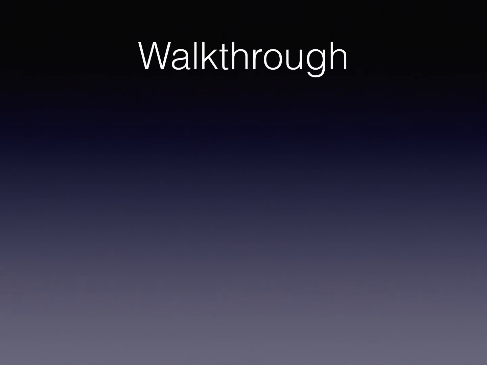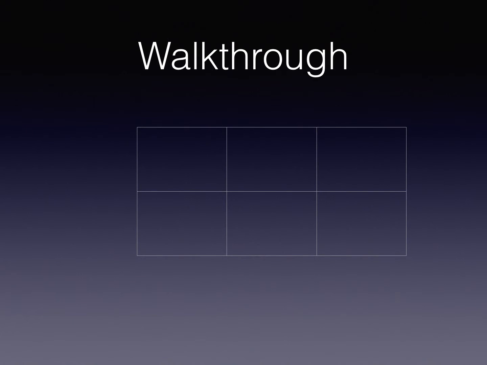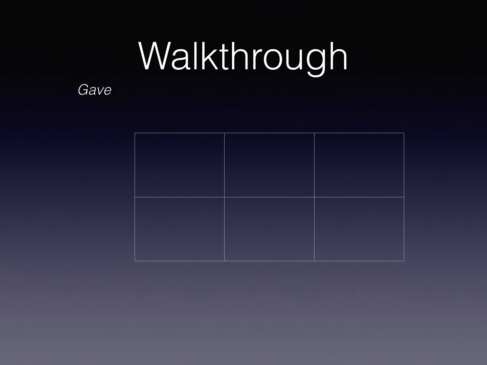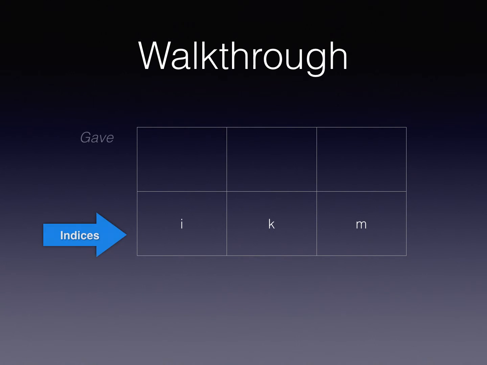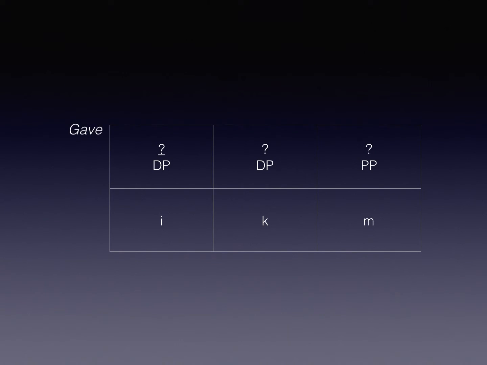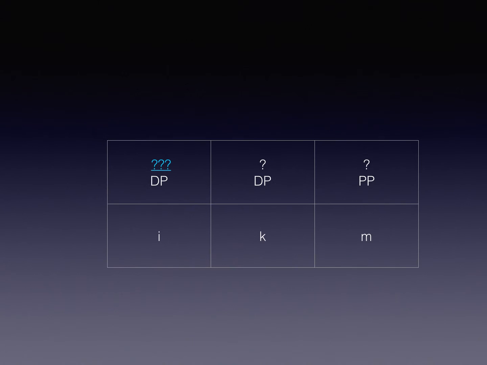So let's fill in this 3-argument theta grid template. Just as a reminder of the predicate for which we are computing, let's put that at the top left corner of the grid. Now, check out the bottom row of the 3 columns. This is where the indices go. So what roles does our predicate gave assign to our 3 arguments?